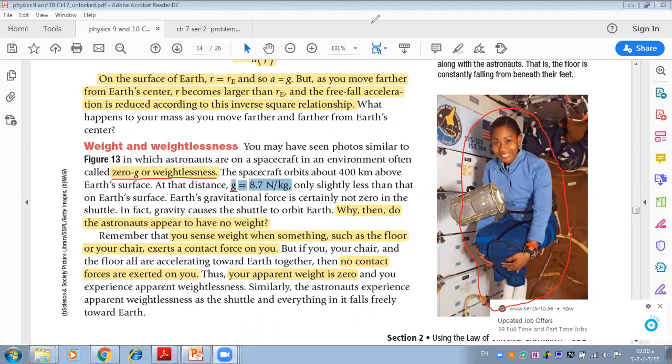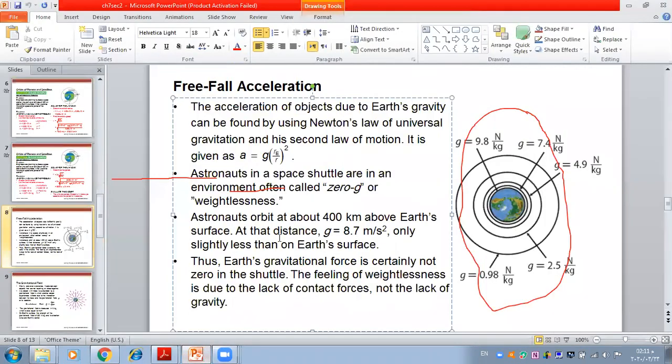What is the importance of the contact force? When you are sitting on a chair, the contact force between you and the chair makes you feel your weight. When you touch the Earth with your feet, this contact force makes you feel your weight. But what has happened? The shuttle and the girl herself, both of them are flying in the air according to the Earth's gravity. So there is no contact force, and this is the reason why they feel weightlessness, okay?